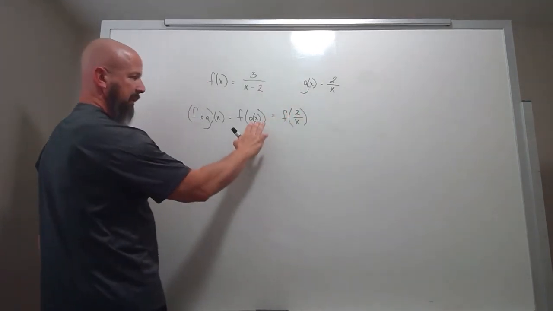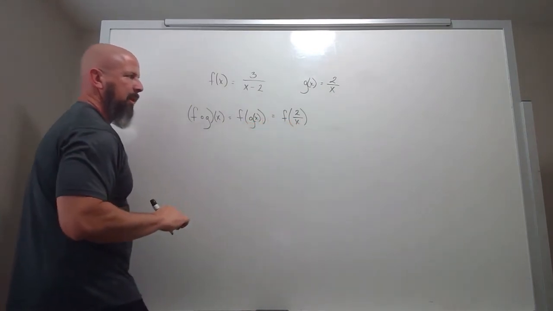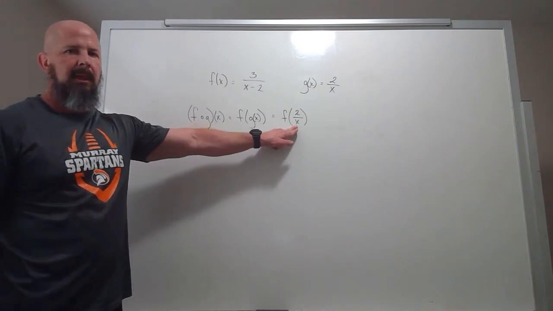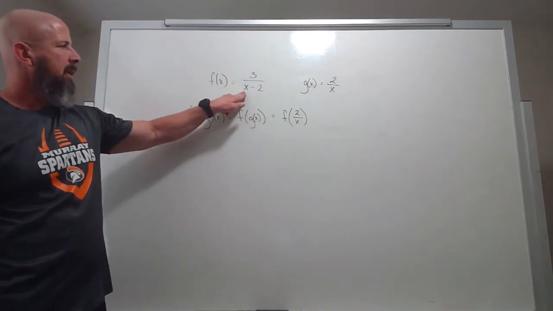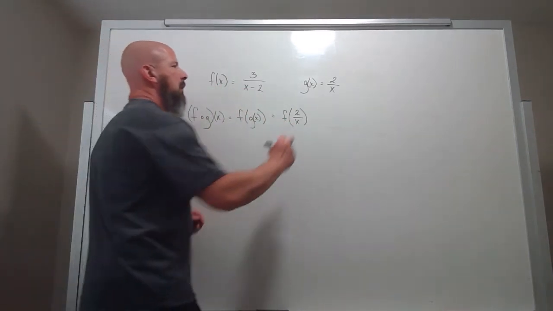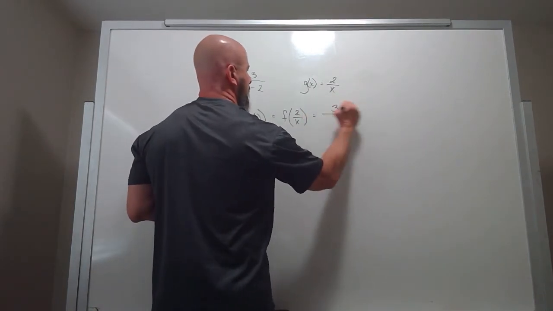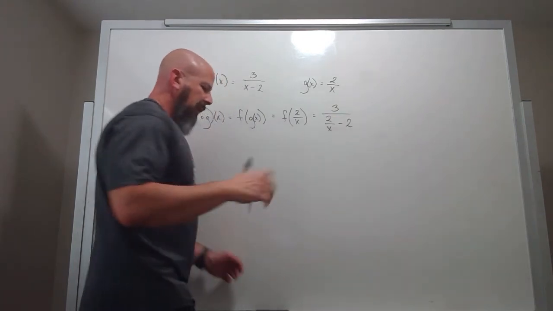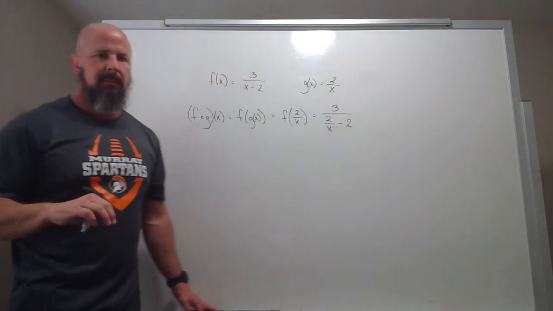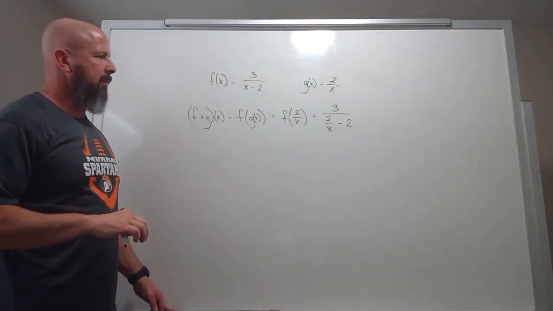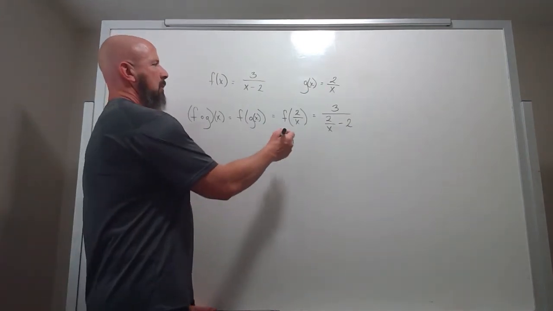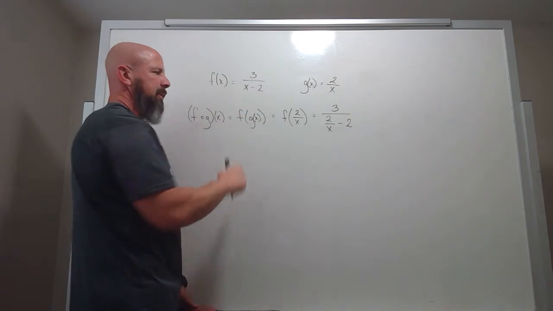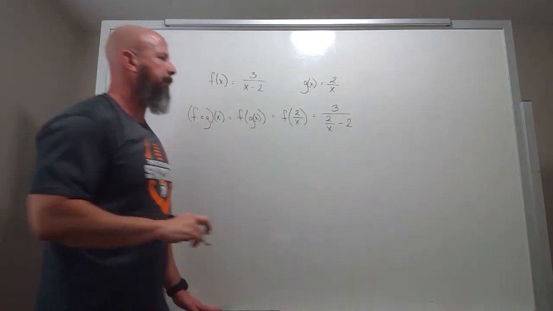All right, so still I substituted that g value, 2 over x. And now this means that 2 over x is going in for x in the f function. So it'll look like this, 3 over 2 over x minus 2. It looks kind of rough as far as the setup, getting a complex fraction, but we still took whatever was in here, substituted for x. Now let's look at the simplifying here.